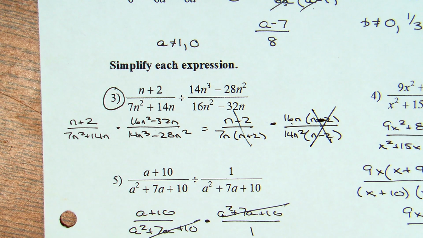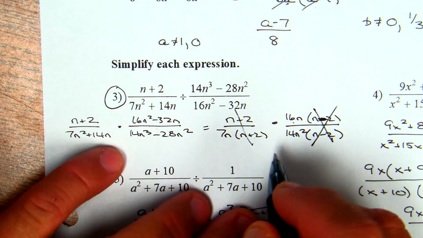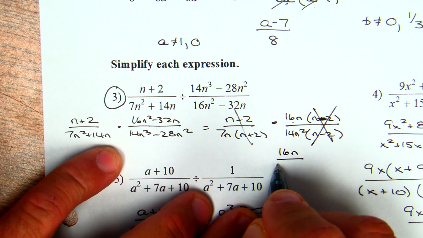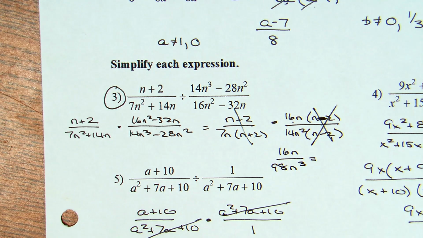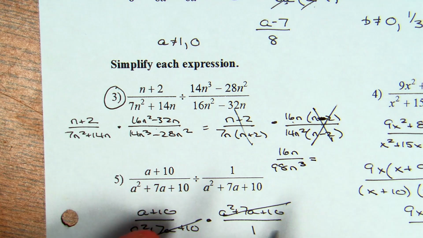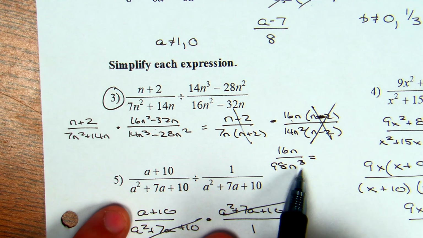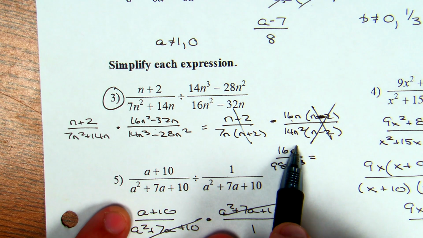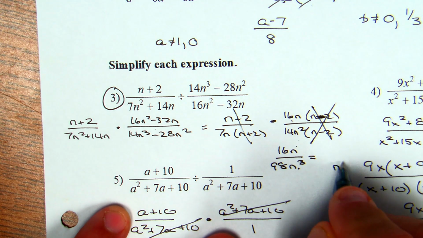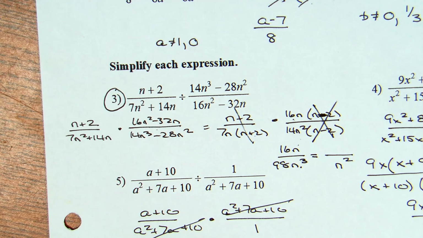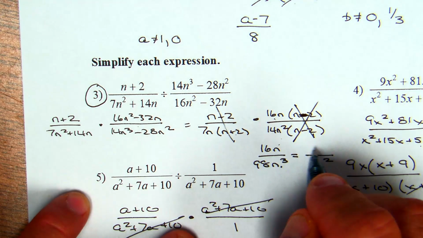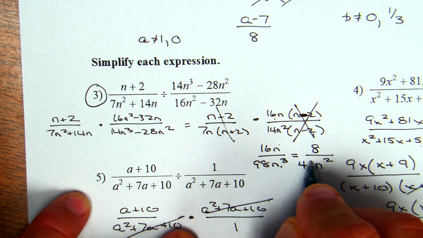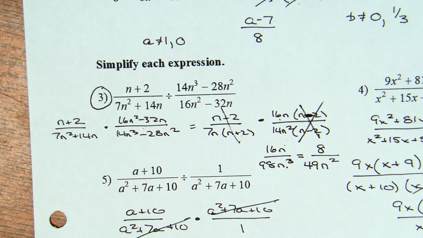Everybody good? Now I got some monomials to work with. 16n over 98n cubed. Go back to your days of laws of exponents, the bigger variable is in the denominator. So to avoid negatives, I'm just going to subtract 1. 3 minus 1 is 2, so I got n squared in the denominator. 16 and 98 are both even, so I can cut them in half. Half of 16 is 8, half of 98 is 49. Boom, you're done.